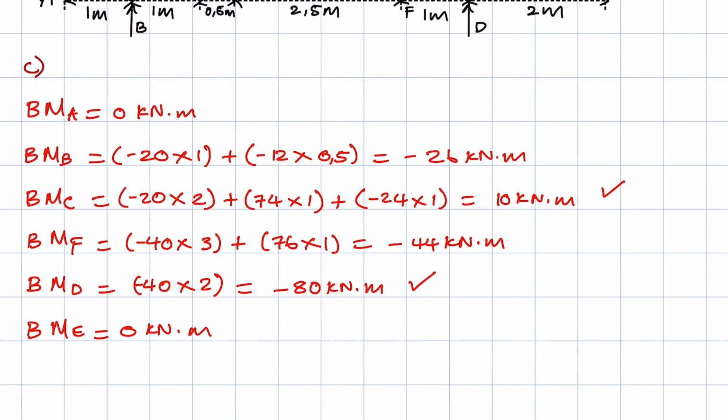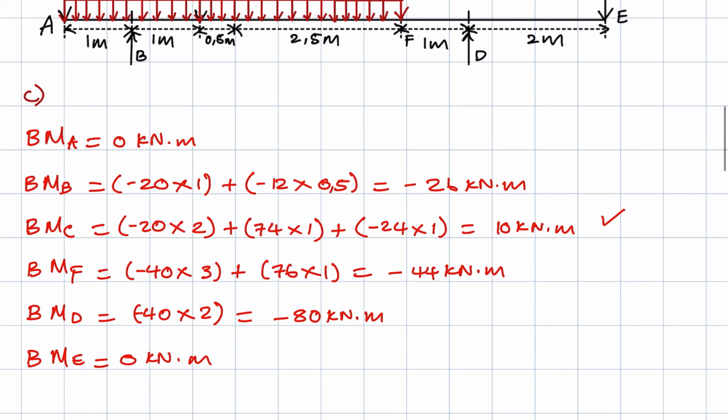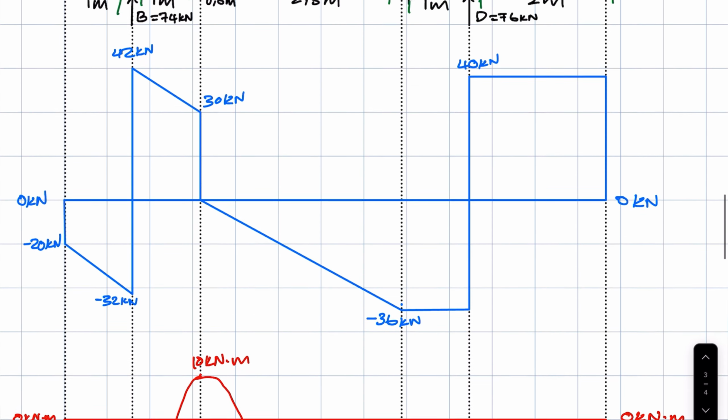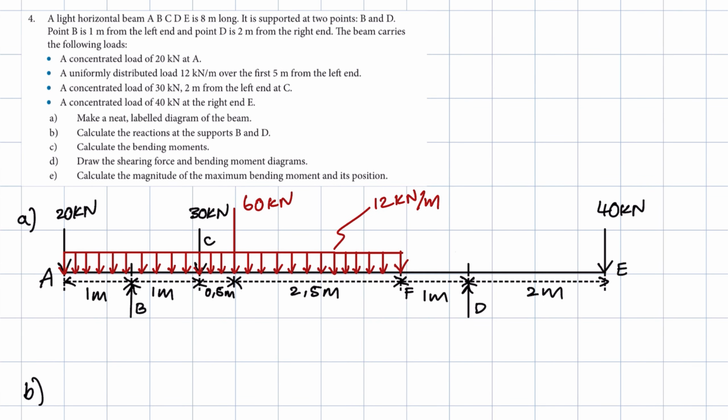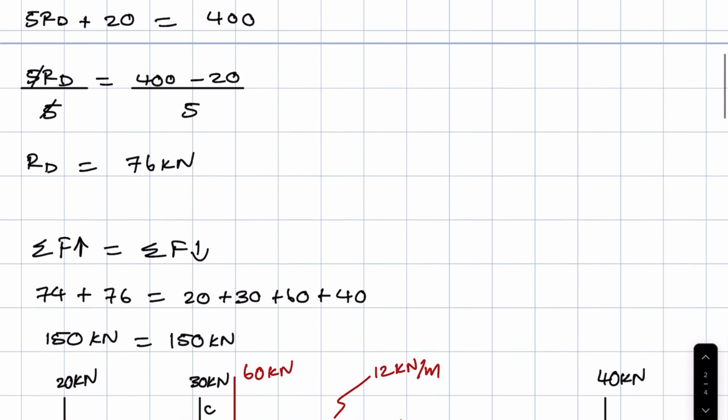And if you look at negative 80 and 10, 10 is the larger number when looking at the number line. So maximum bending, we are going to say, is taking place at point C. And C is 2 meters from the left, so that will be the distance. So this is question E. Calculate the magnitude of the maximum bending moment and its position.